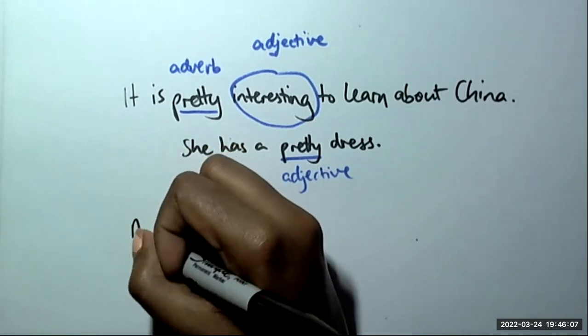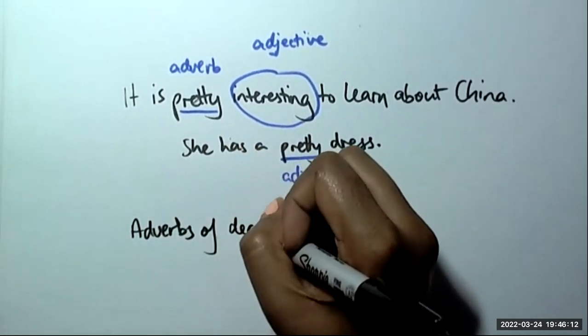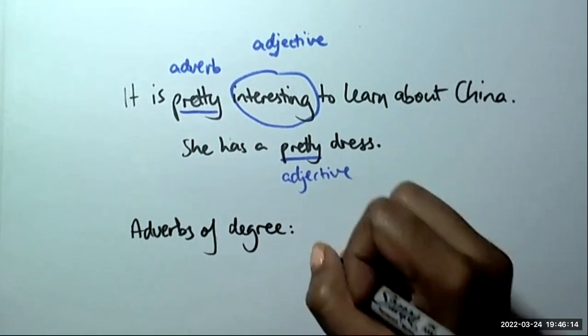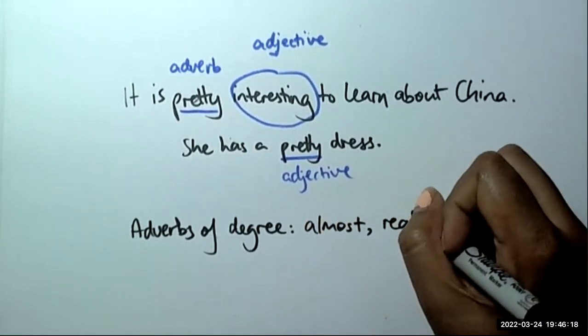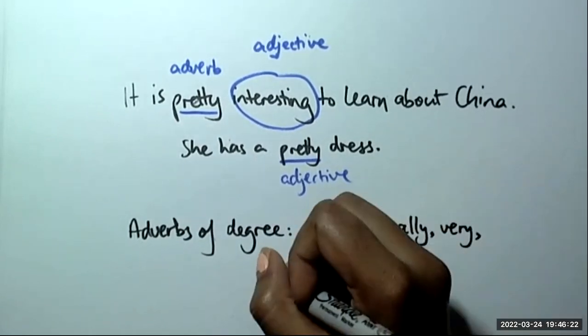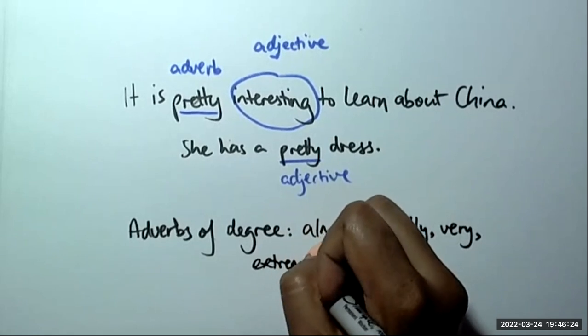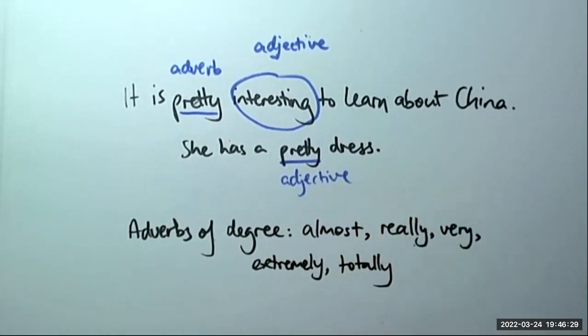So adverbs of degree include words like almost, really, very, extremely, and totally, to name a few. Is that okay? Yes, miss.